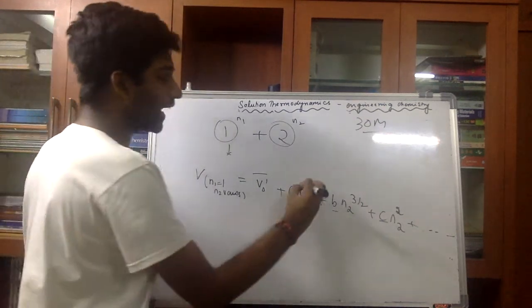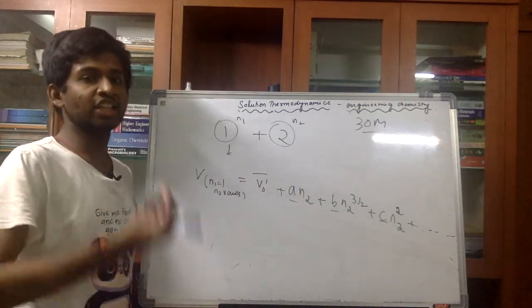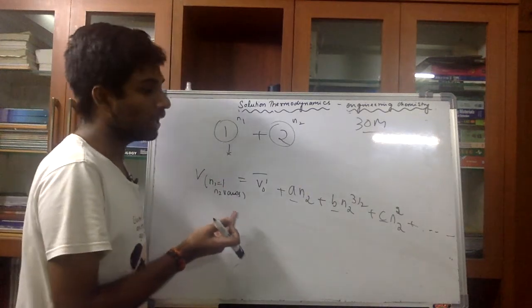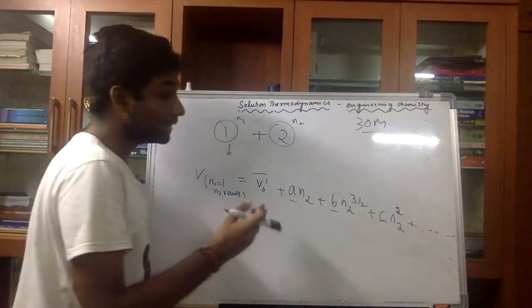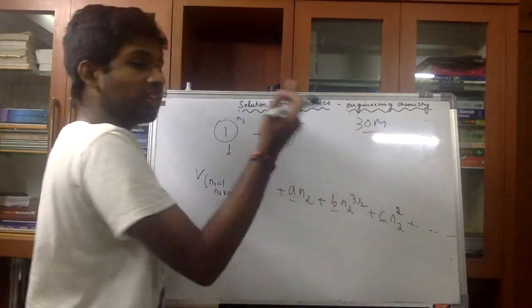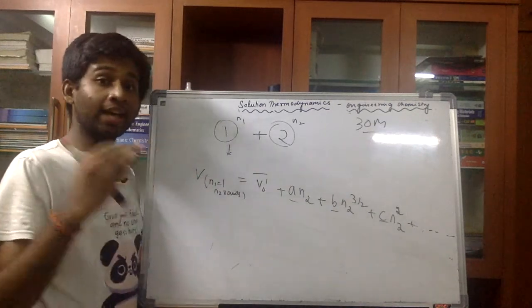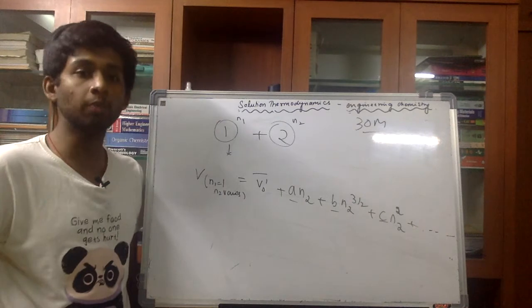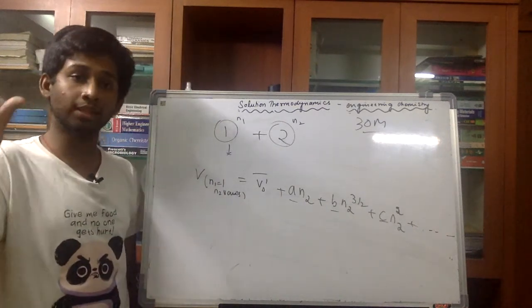Here N2 is the amount of substance which you are initially adding. You're adding some amount of moles, for example 1 mole of N2. N2 is some number of moles, and you're adding it to the power 1, and then afterwards N2 to the power 3 by 2, that means to the power 1.5, and then to the power 2. So you keep increasing the amount of substance from component 2, and you keep adding it into component 1 so that you will get one certain concentration.